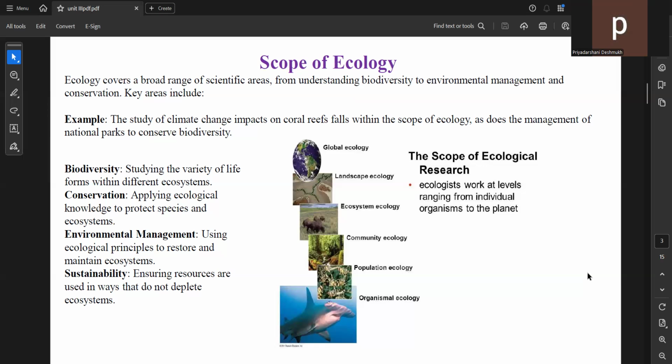Now, the next that we are going to study is environmental management. Using ecological principles to restore and maintain the ecosystem is mainly what environmental management involves. The next is ensuring the resources are used in ways that do not deplete the ecosystem. Actually, it is called sustainability. So, in the scope of ecology, there are four main things that are important: biodiversity conservation, environmental management, sustainability, and also global ecology, landscape ecology, ecosystem, community, population, and organism that we have just studied.